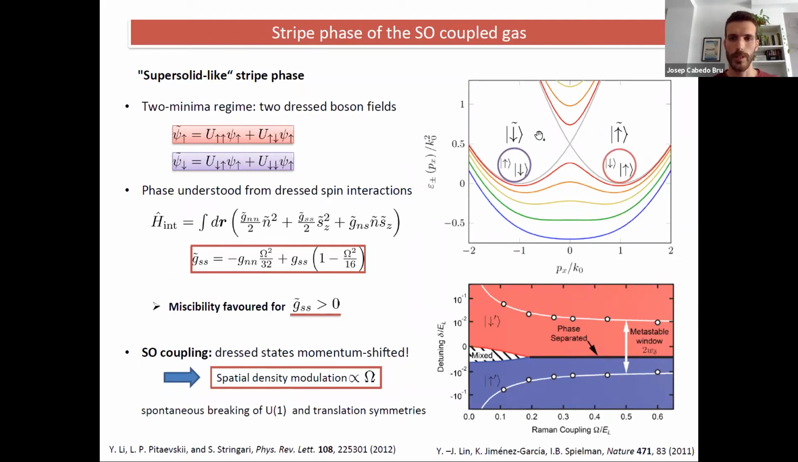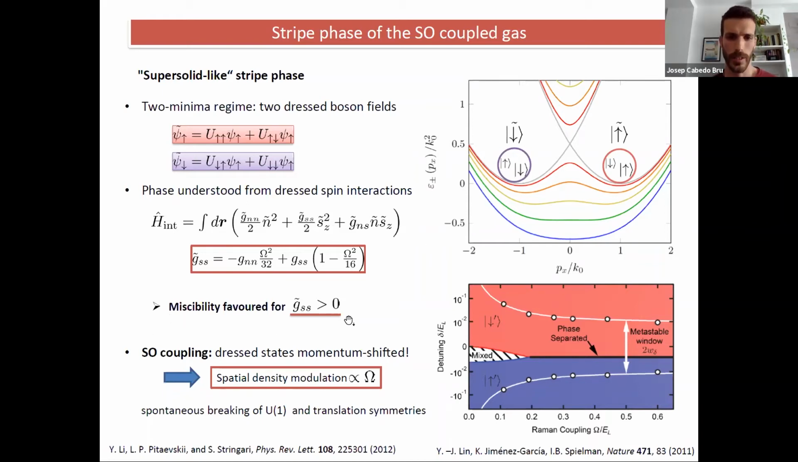The interactions between these two spins have two contributions, one that comes from the intrinsic spin-spin interaction and another one that comes from the dressing itself, from the fact that the modes in this vicinity have a slight mixture of spin composition. So when this spin-spin interaction is positive, the system will favor the simultaneous occupation of both spin states, because it wants to minimize the total magnetization.